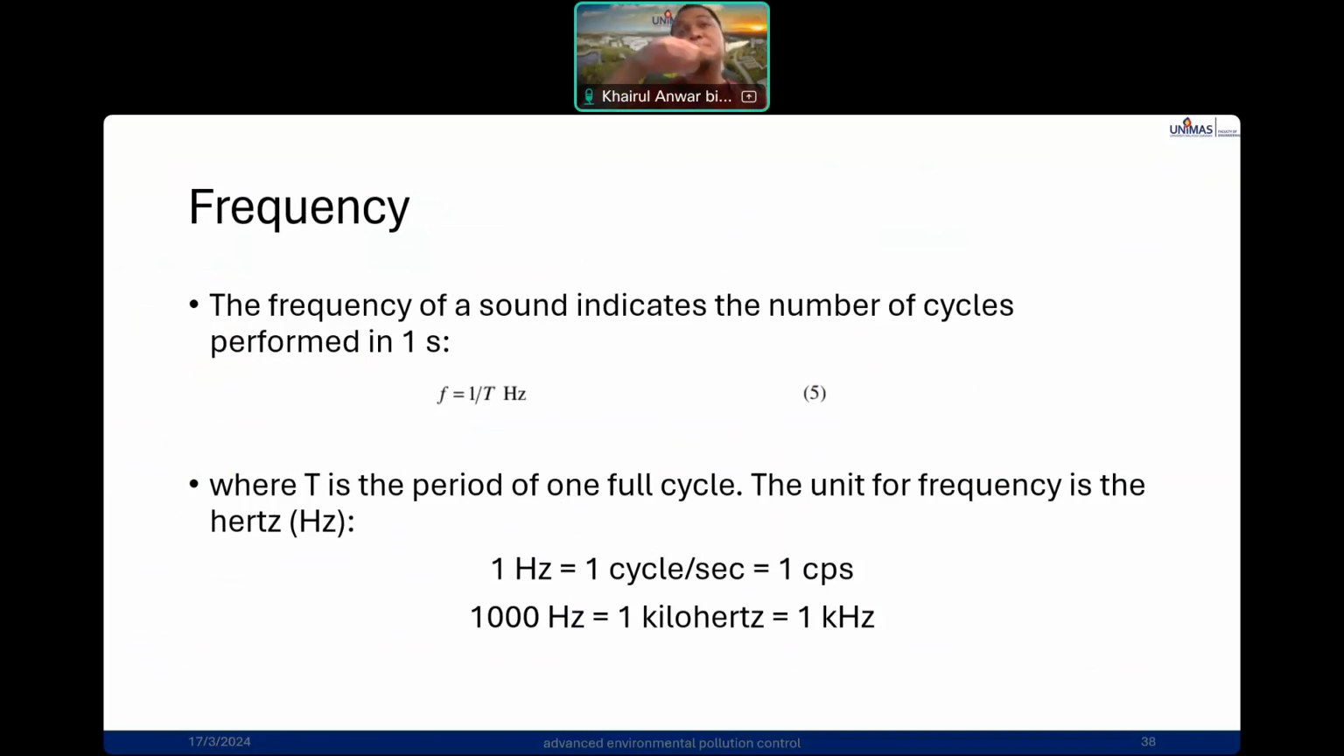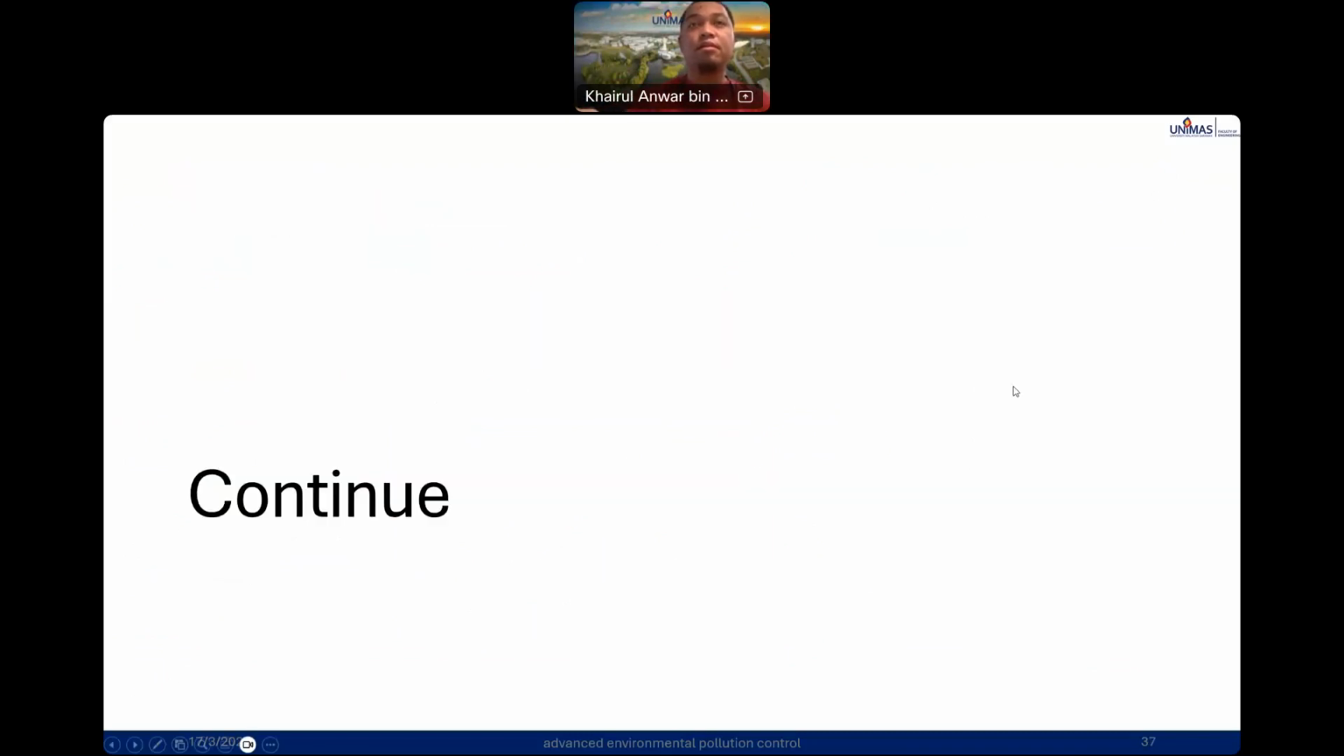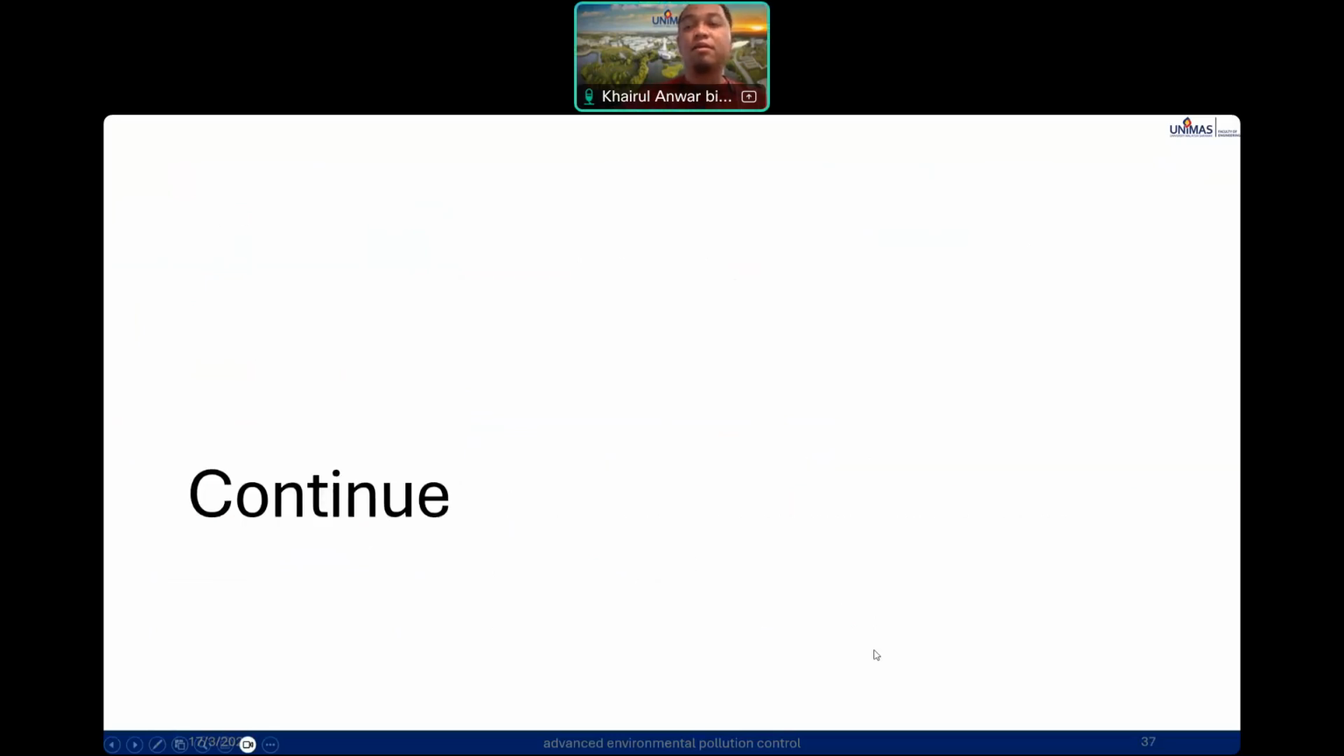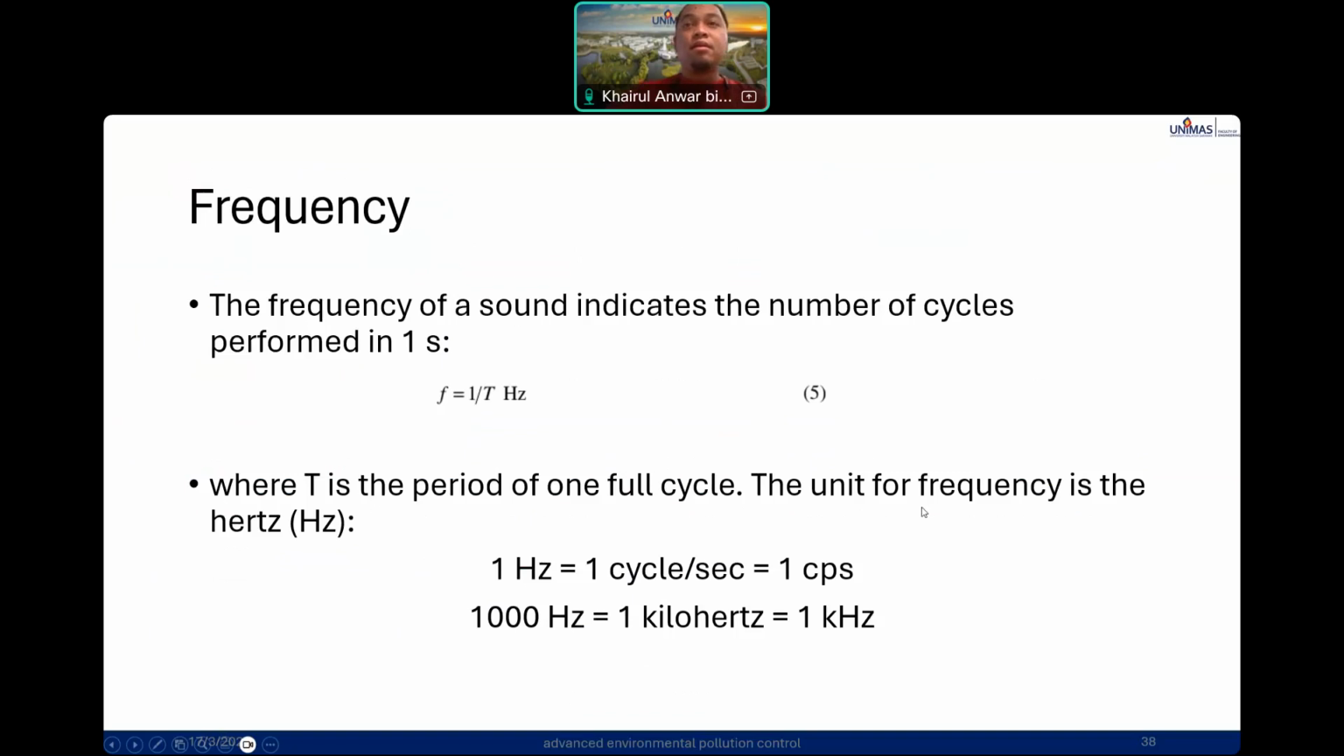You see, this is the period T. So the unit for frequency is the hertz. 1 hertz is equal to 1 cycle per second, equal to 1 CPS. 1000 hertz is equal to 1 kilohertz.